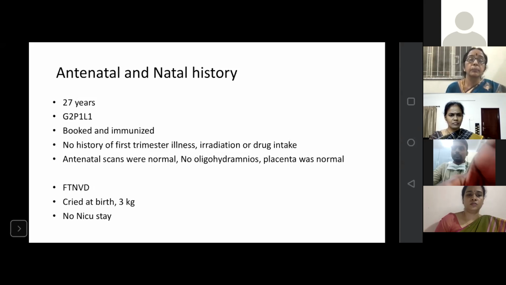The baby was delivered by a full-term normal vaginal delivery. The baby cried at birth. The weight was 3 kilograms, and there was no need for any NICU admission or treatment for the baby. The baby was discharged on day 3 of life.